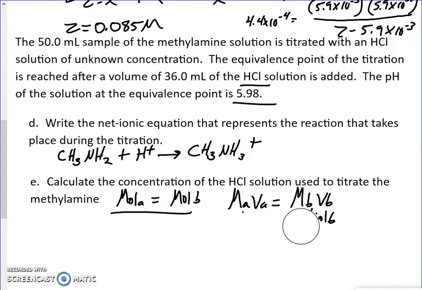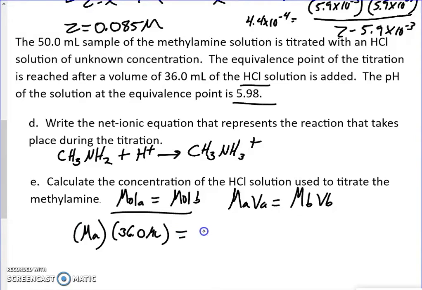So we can do some basic math here because of the information we were given. We were told the volume of the acid is 36.0 milliliters, and we can leave it in milliliters as long as the other one's in milliliters. We're trying to find the molarity of the acid. Well, that gives us the molarity of the base times the volume of the base.